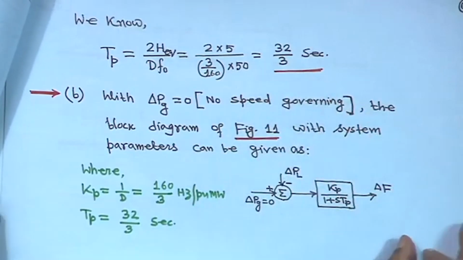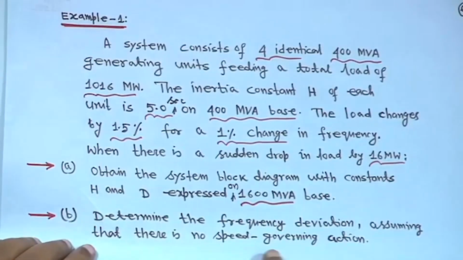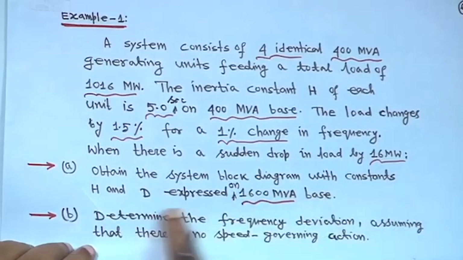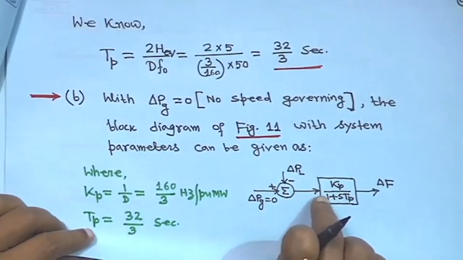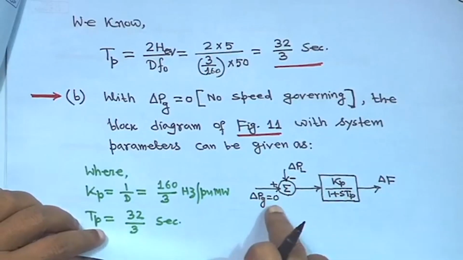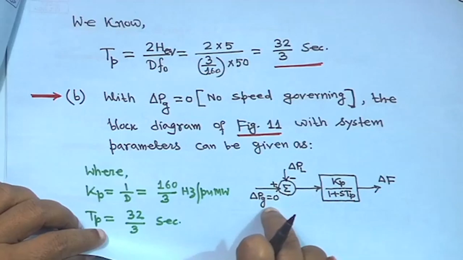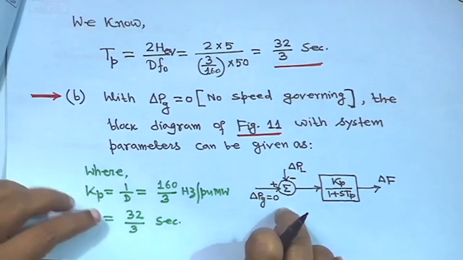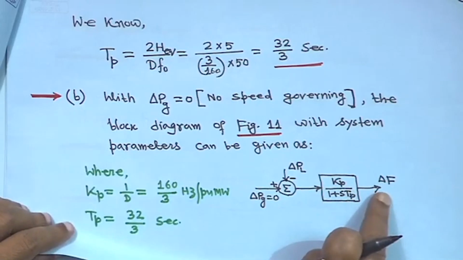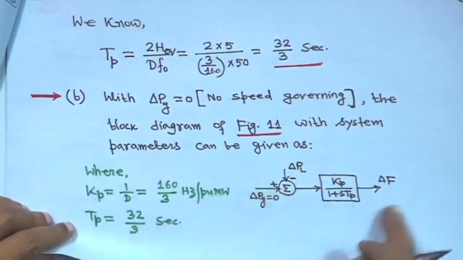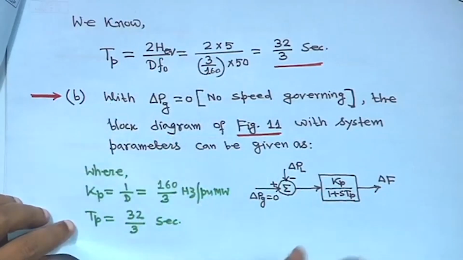This is your time constant Tp, and the problem asks us to obtain the system block diagram with constant H and D. It is a no speed governing system, and I have made the block diagram here. So delta P is equal to 0. This is delta PL, the load disturbance, this is minus, this is plus, but it is 0. No speed governing action means delta P is 0, and this part you know, Kp upon 1 plus sTp, gives delta F. Only this part is asked, because the speed governing is not there, so no need to draw the other side of the block diagram.